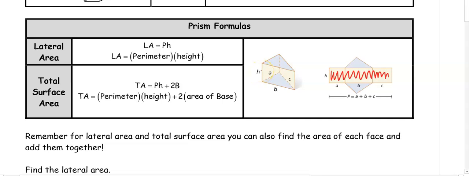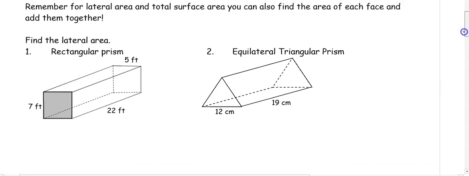The total surface area then, we're going to use the lateral area, which is perimeter times height, plus the area of two bases. So if we look in this triangle over here, the blue are the two bases, and then these yellow sides are the three sides of the triangle. So let's find some area.